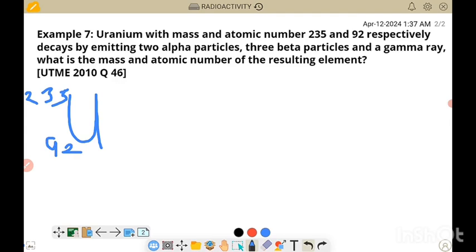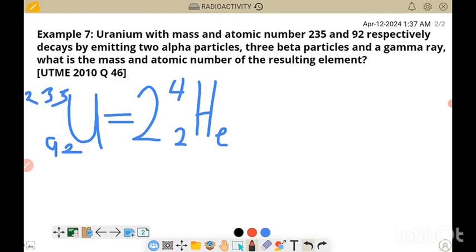Now according to the question, this uranium decays by emitting 2 alpha particles. And we all know that when an atom decays by emitting alpha particle, it means the mass number will reduce by 4, while the atomic number reduces by 2. But in this question, it emits 2 alpha particles. So we are going to have something like this. This represents the alpha particle, while according to the question, it emits 2 alpha particles. That's why we have that 2 in front of it. And it also emits 3 beta particles.